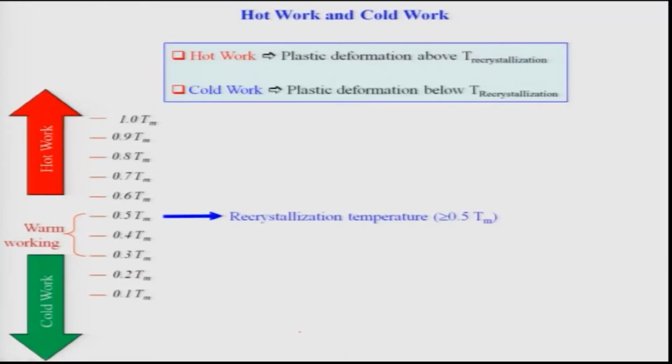As you have seen, we normally do three types of metal working: hot working, cold working and warm working. And we normally define, as I told you, that hot working happens above the recrystallization temperature, cold working is below the recrystallization temperature, and warm working is between that, 0.3 to 0.5. That is what is given here. Now the recrystallization temperature is somewhat close to 0.5. Normally it is more than 0.5 or close to 0.5, but as I said, it can be between 0.4 and 0.5 also.